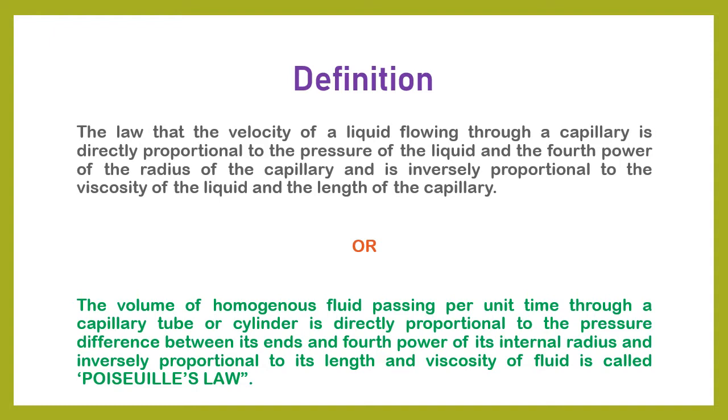Or you can say the volume of homogeneous fluid passing per unit time through a capillary tube or cylinder is directly proportional to the pressure difference between its ends and the fourth power of its internal radius, and inversely proportional to its length and the viscosity of the fluid. This is called Poiseuille's law. That is the definition of Poiseuille's law.